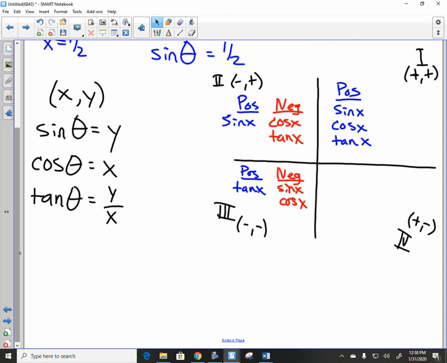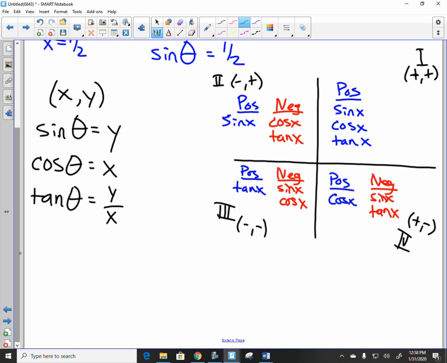And finally, when we get to the fourth quadrant, can you predict which one's going to be positive? Cosine of x. And the negative will, in fact, be sine of x and tangent of x. What's that? We'll show you why.